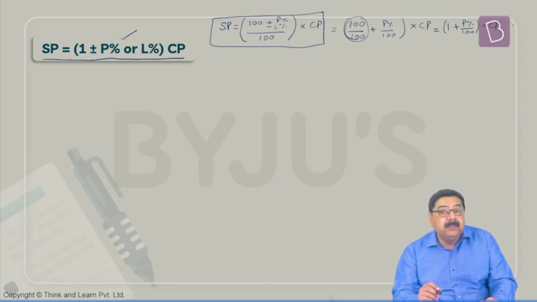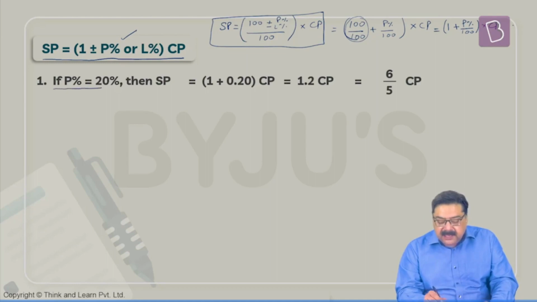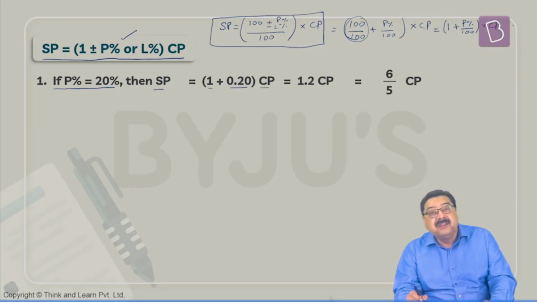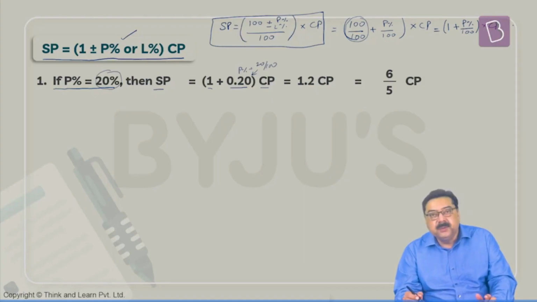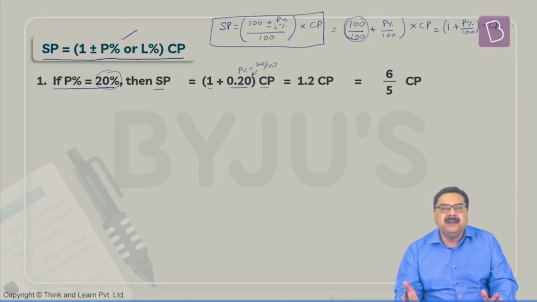But let's have a quick brush up in terms of application of these conversions while solving questions based on profit and loss. Let us say if profit percent is 20%, then selling price shall be 1 plus 0.2 times cost price. This is profit percent, which is 20%. So that shall become 20 by 100 is 0.2. And 1 is nothing but 100 by 100, as we saw here.